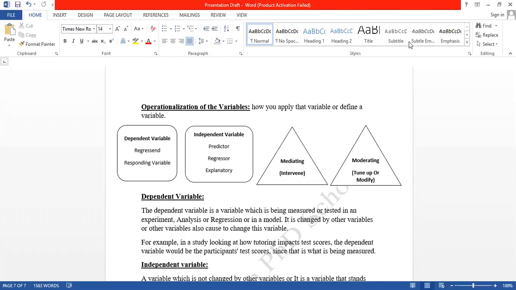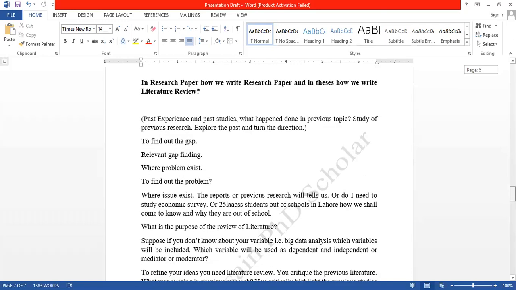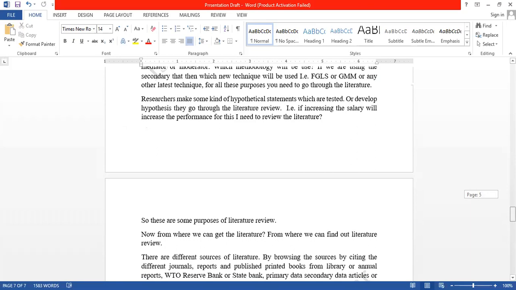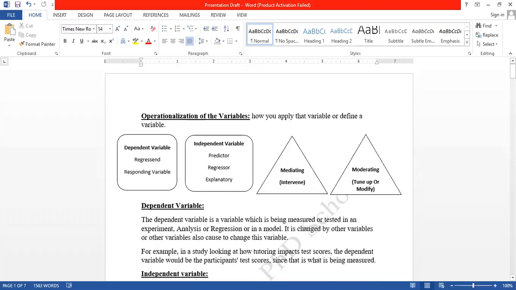Today we are going to learn about operationalization of the variables, and we will also discuss the literature review, how to write a literature review, and how to find the gap. Regarding all these concerns, we will discuss in this lecture today. So let's first talk about operationalization of the construct, or you can say operationalization of the variables.